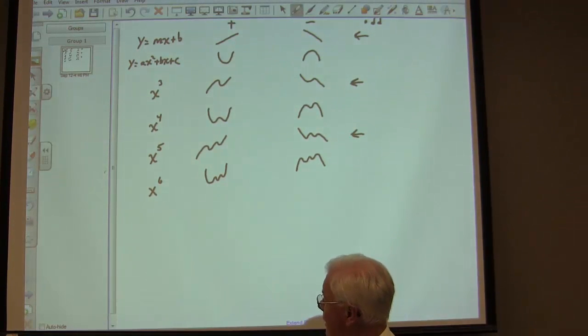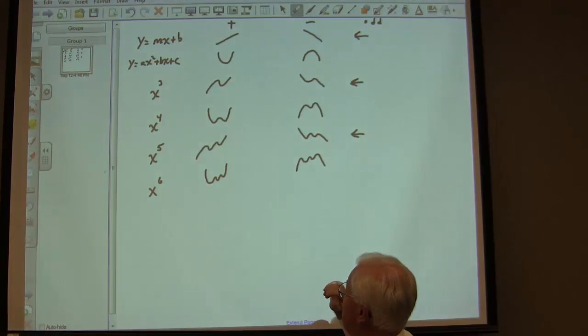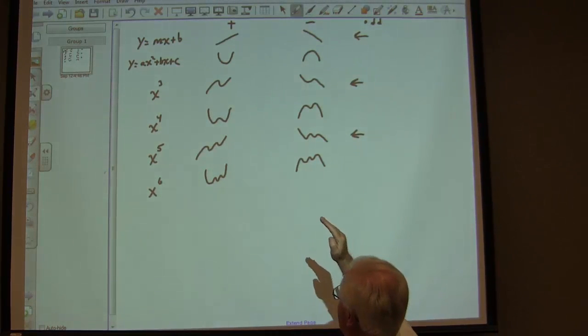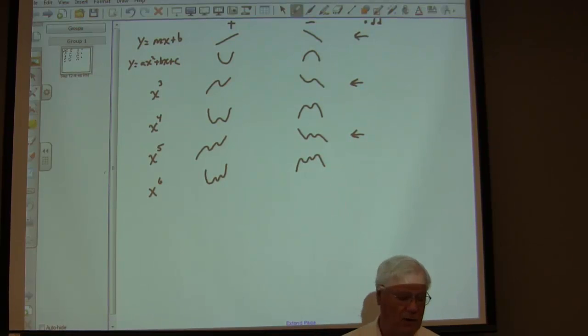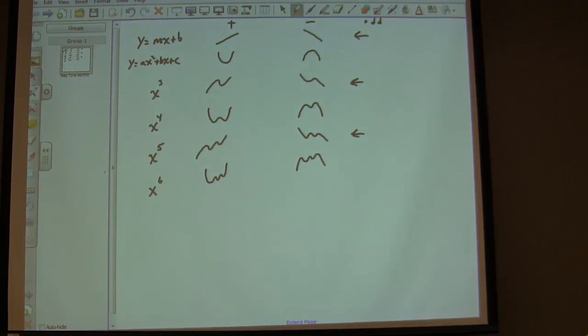They go down to the left and up to the right if they're positive, or they go up to the left and down to the right if they're negative. Well, the even functions, even powers, 2, 4, 6, they all follow a similar pattern. Those are these.